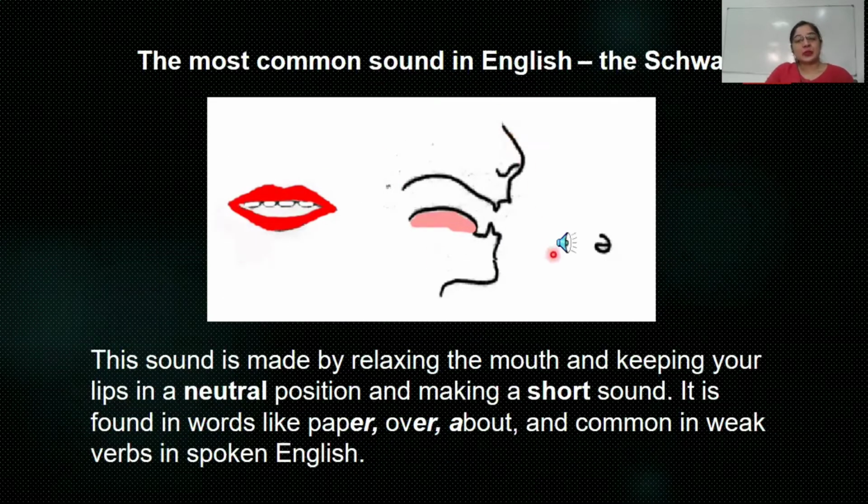Now, I told you this is the most common sound in English. This is called the schwa sound. Here, your mouth is neutral. The sound is made by relaxing the mouth, keeping your lips in a neutral position and making a short sound. It is found in words like paper, over, about, and common in weak syllables in spoken English.